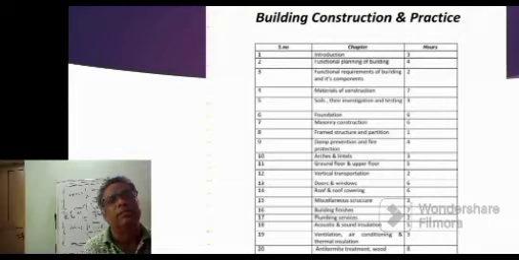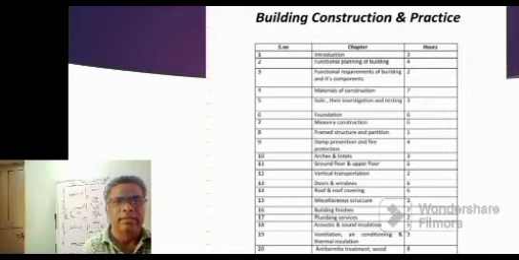Chapter number 16 is building finishes. Building finishes generally start from plastering and then painting, false ceiling, false flooring. All this will be discussed in this chapter. Then it is plumbing services. Plumbing services consist of sewer lines, water supply line. All these arrangements will be discussed in this chapter.